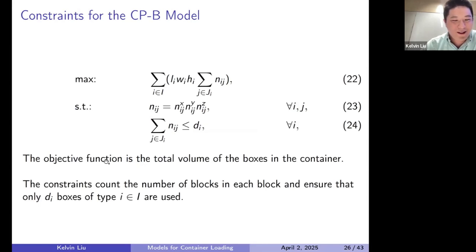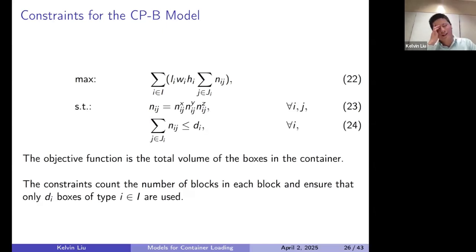So again, the objective function is still the same thing. We need some additional constraints now to take into account blocks. So constraint number 23 essentially counts the total number of boxes in each block. And constraint number 24 ensures that only DI boxes of type I are used.